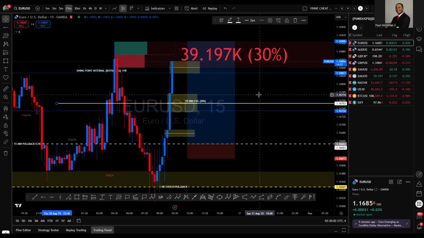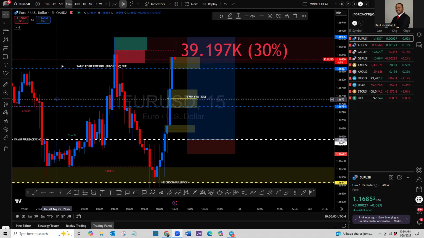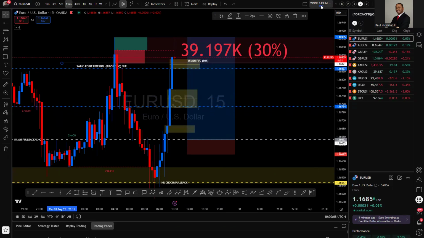So we closed with some strength here. This is good, so we'll move this up to here. Once we get a little bit more profit, we'll move the stop loss. It might come down and validate the fair value gap here and back.